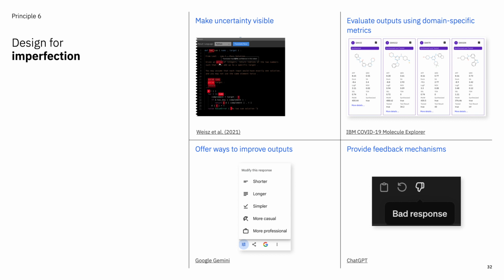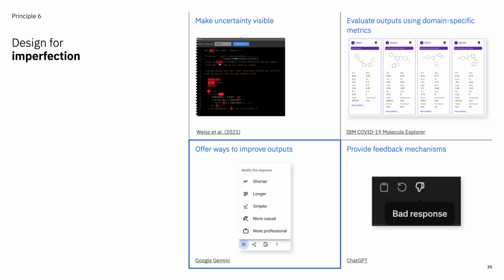If you're able, you can make them visible by explicitly highlighting them, such as this prototype we developed a few years ago for showing uncertainties in a source code translation. You may also be able to use domain-specific metrics to evaluate the quality of the generated artifacts and help the user understand if they meet their requirements. This is an example from the IBM COVID-19 Molecule Explorer that shows various properties of generated molecules.